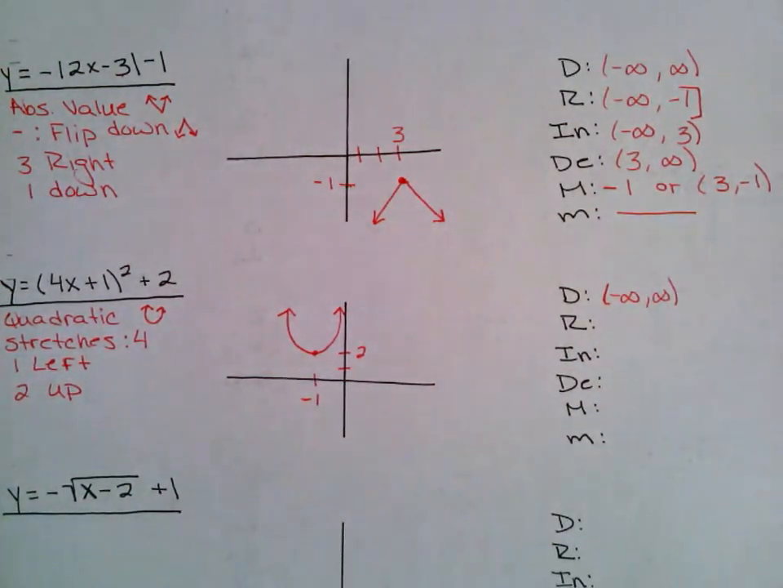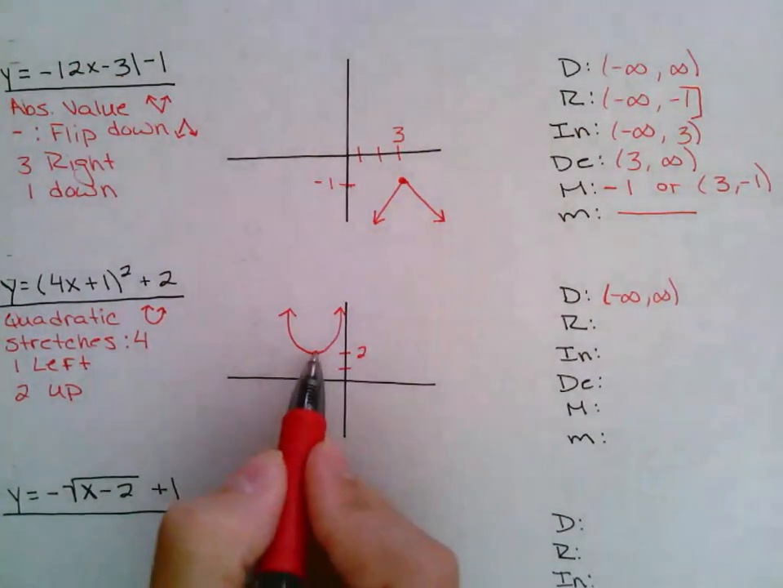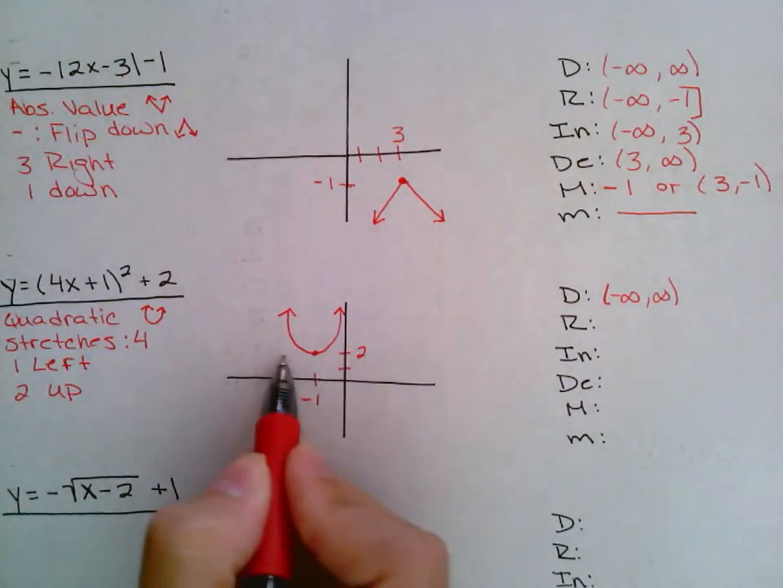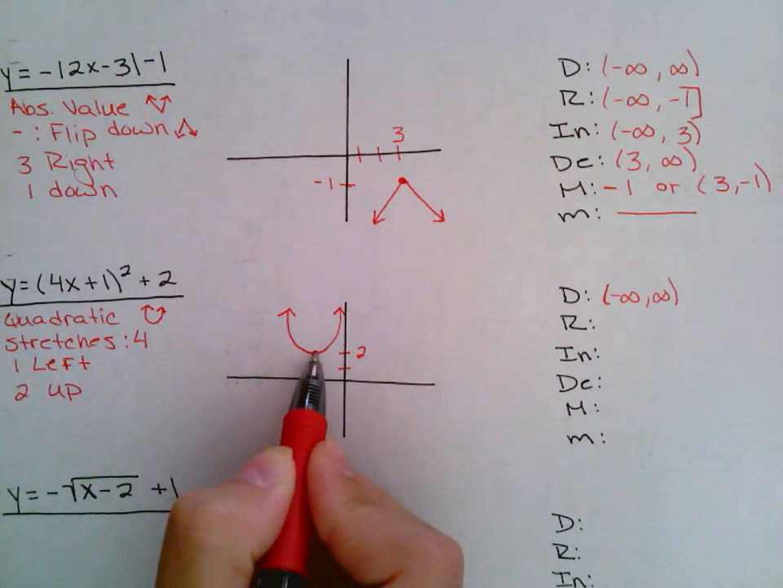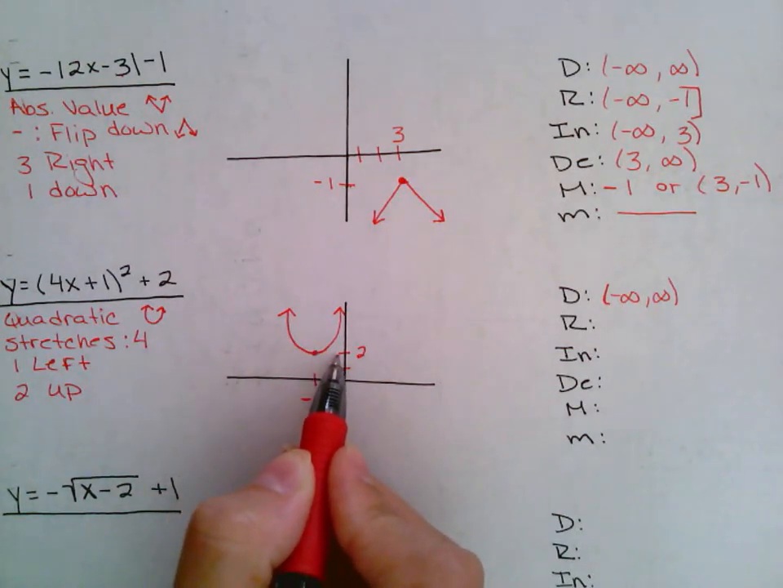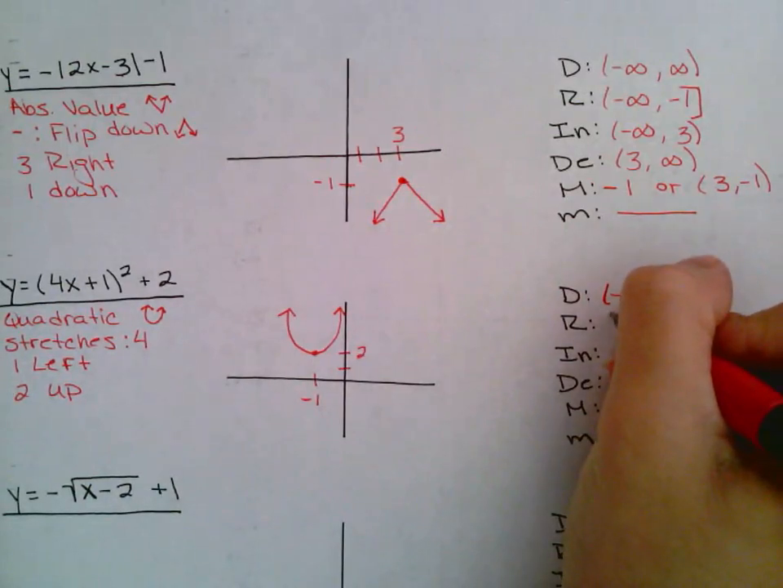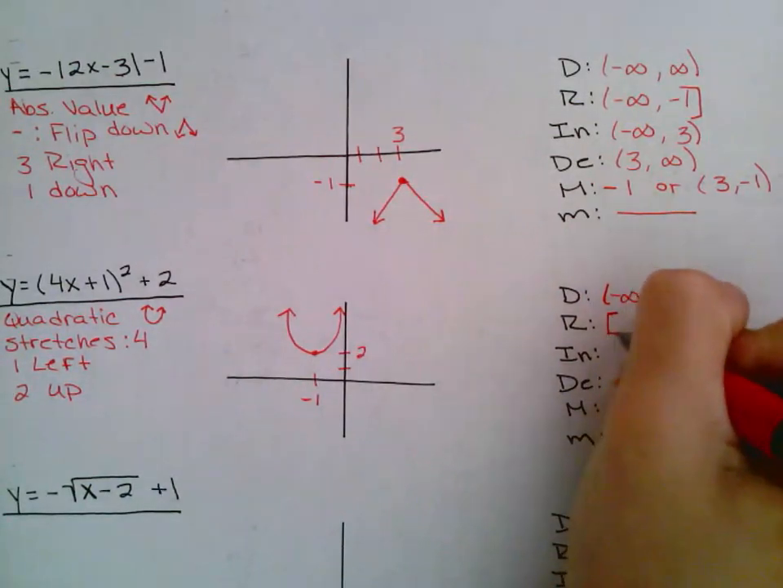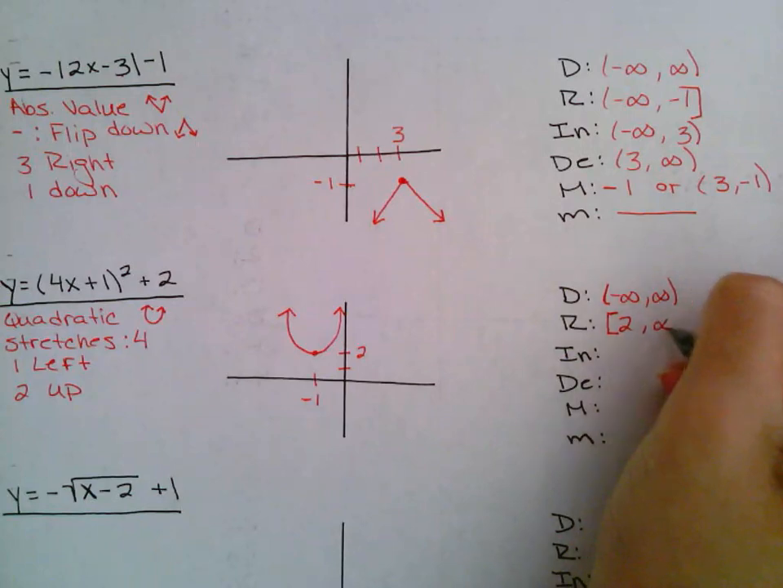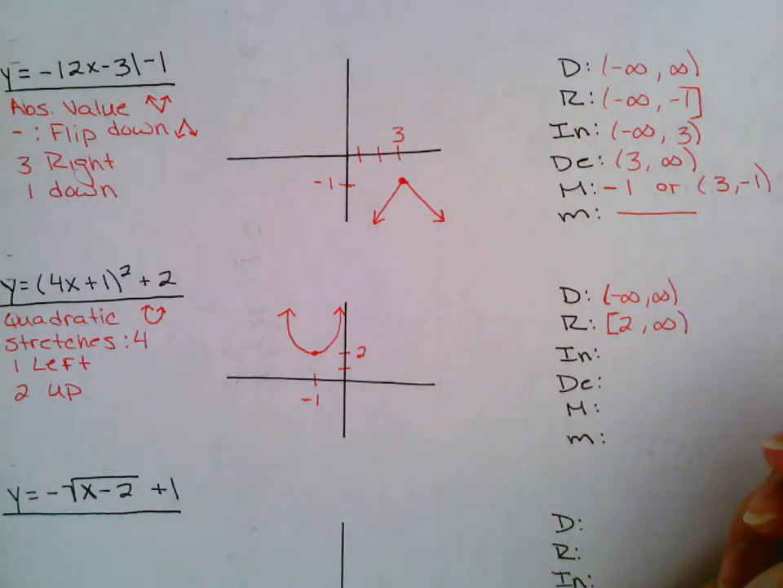Range. What is the lowest that you see this function existing? Okay, the lowest is right here. So this lowest is 2, and then the highest, the arrow, is infinity. So there's a circle filled in at that 2. I'm going to put my bracket, and it goes all the way up until infinity.